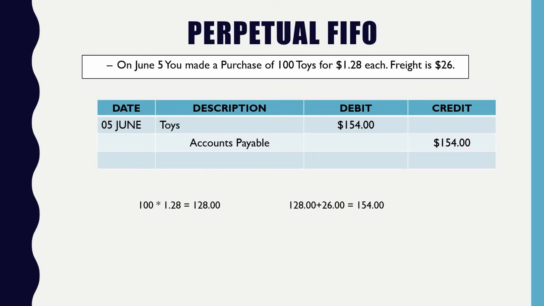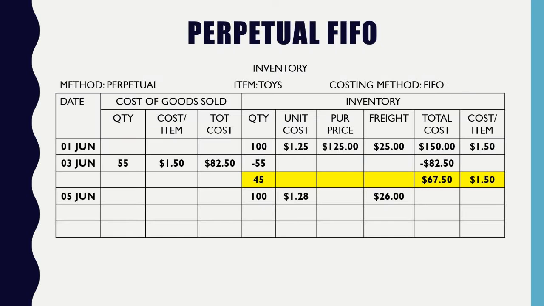Okay. So then moving on to scenario here, then on June 5th, okay, you made a purchase of 100 toys at $1.28 each, with the freight costing you $26. So again, same thing as here, right? We journalize it. We're recognizing that we purchased inventory. So now we got to apply it to our table, okay?